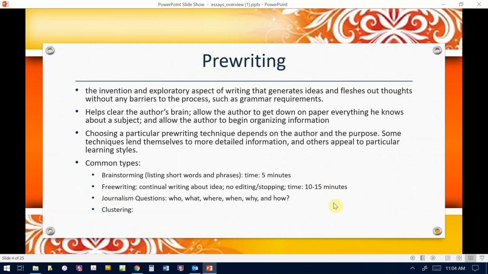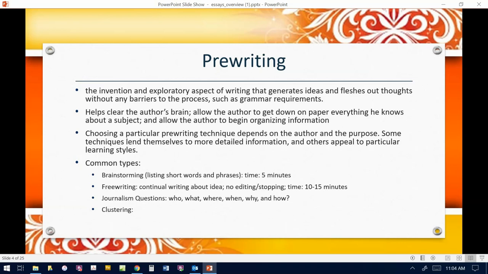Okay, so pre-writing is our first stage, often called invention or exploration. This is where we're just trying to find a topic to write about, or we're trying to figure out what we know or want to say about a topic. There are 4 different kinds. Brainstorming is a 5-minute timed pre-writing where we're just listing words and short phrases. We're not writing in sentences or paragraphs here. We're just jotting down things, kind of like you make a grocery list or a to-do list.